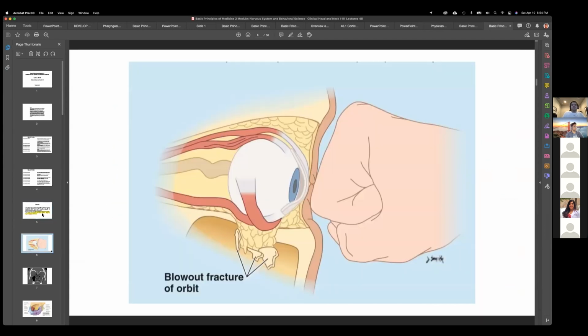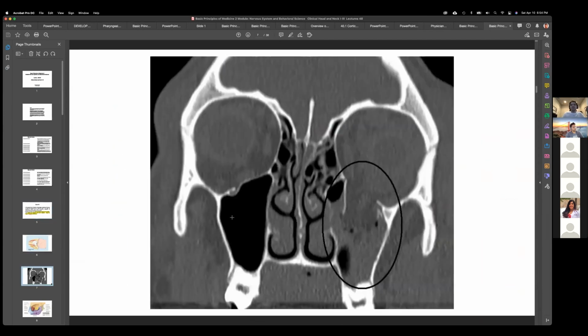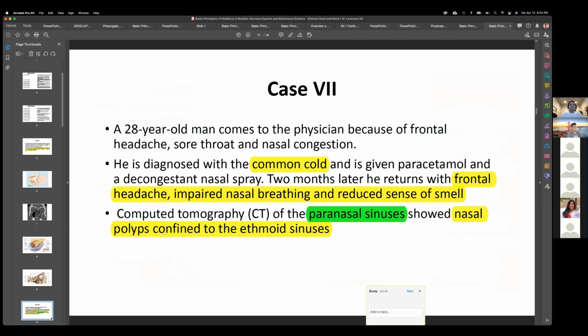All right, dude got punched in his eye, blowout fracture. Right, so look, split the head in half. You would expect to see the maxillary sinus here. Why is there no air here, like here? Because it's bleeding. He's bleeding into his sinus because some dude punched him outside the bar, right? So the inferior rectus is trapped there, so he can't look upward. I'm sure that's what they were talking about.